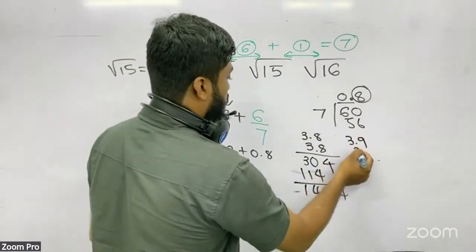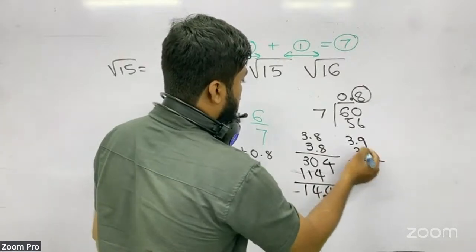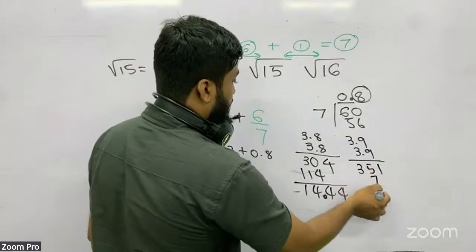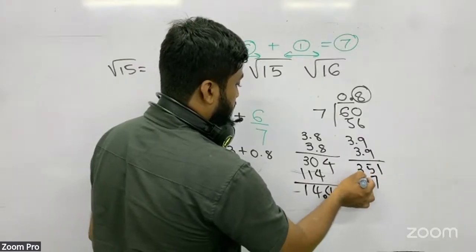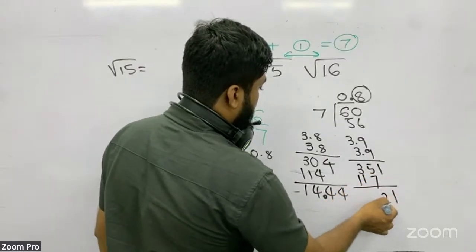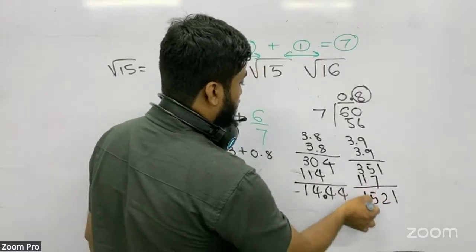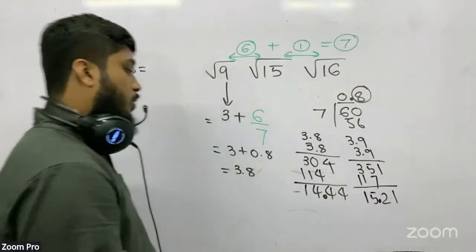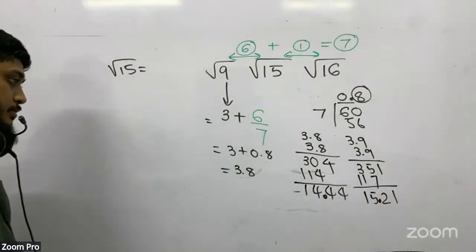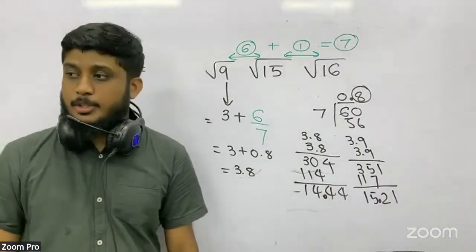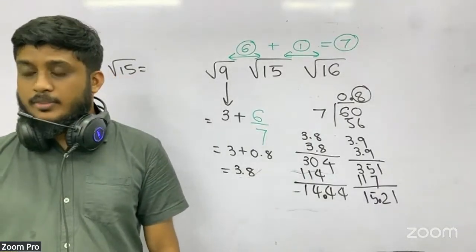I have to check with 3.9. 9 times 9, 81. 9 times 3, 27, and 8 is 35. 3 times 9, 27. 3 times 3, 9. 11. 1, 12, yeah, 5, and 1. So 15.21. So which one is closer? 15.21 is closer to 15 than 14.44, no? Then what should be the answer here?